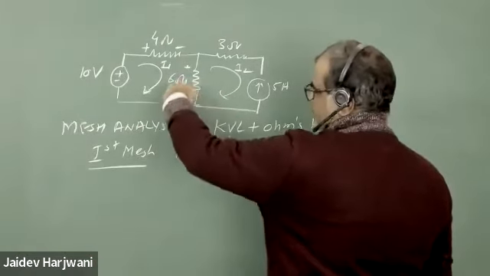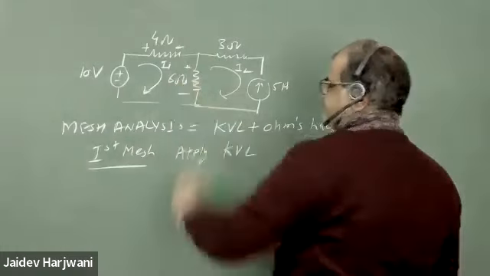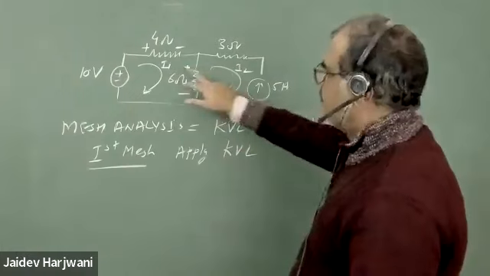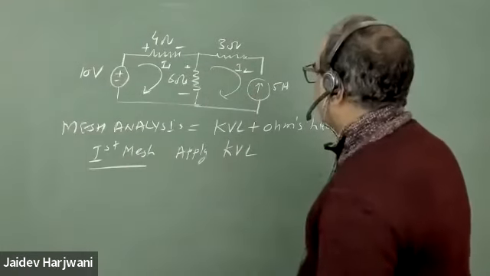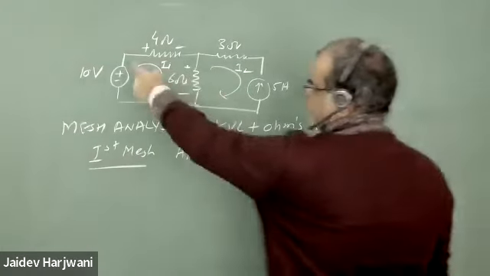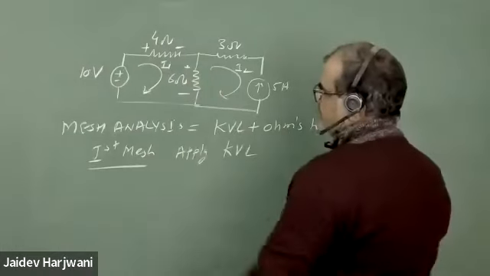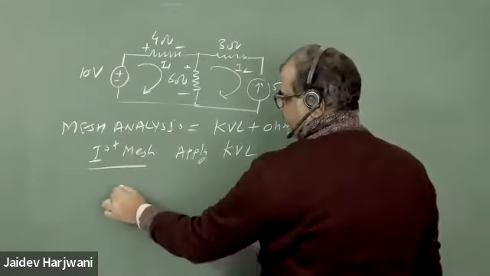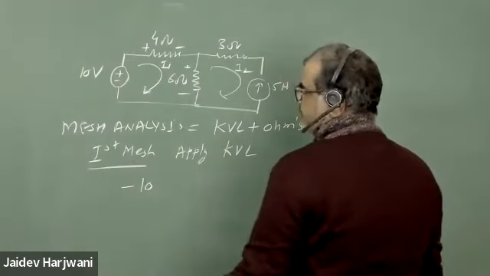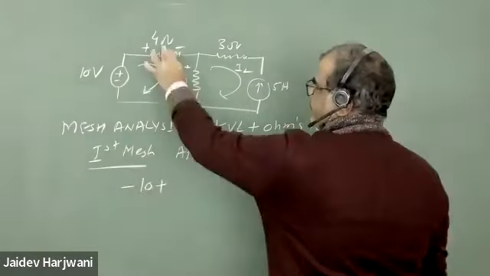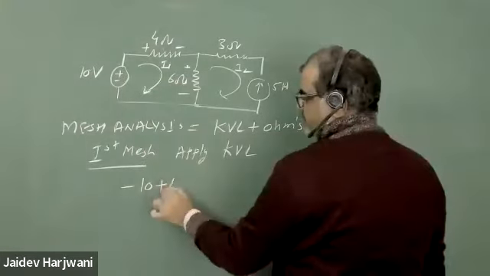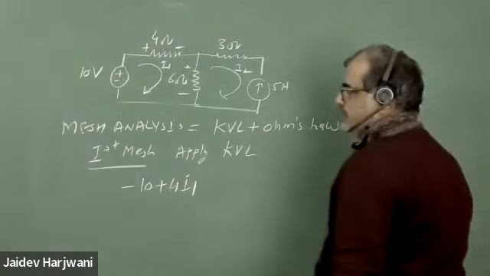I2 is moving from bottom to top, so you have to take the difference of these two currents. Now let me first apply KVL on this first loop. Whatever polarity I find, I'll write that sign, that is minus 10. Then I have 4 ohm resistance, current is I1, so I will write plus 4 I1.